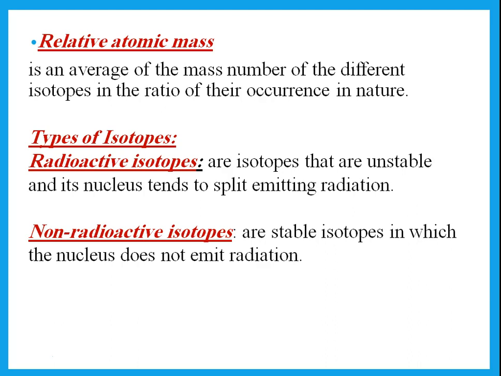Okay, so what are the two types of isotopes? Isotopes can either be radioactive or non-radioactive. If they are radioactive, that means that they are unstable and the nucleus tends to split, emitting radiation. Non-radioactive means they are stable isotopes in which the nucleus does not emit radiation. Usually, radioactive isotopes are harmful, so we shouldn't actually expose ourselves to anything that's radioactive.